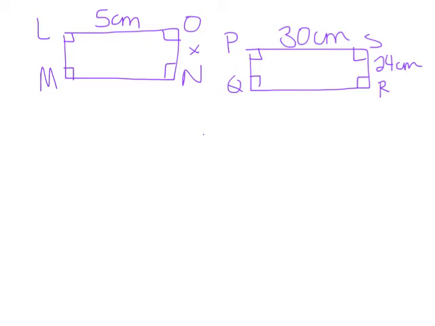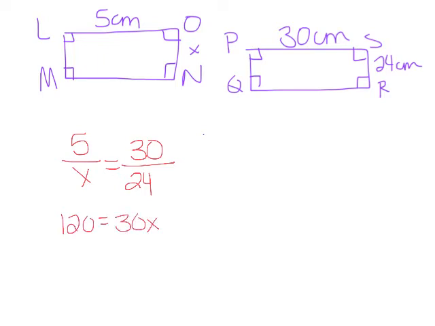For this example, we still need to solve for x, so I'm going to set up our proportion again. So I'm going to start with my first figure that I have right here, and I'm going to have 5 over x and then using corresponding parts, I need to have 30 on top over 24. When I cross multiply, 24 times 5 equals 120 equals 30x. And when I divide by 30 on both sides, I'm going to get that x equals 4 centimeters. So my length right here is going to be 4 centimeters.